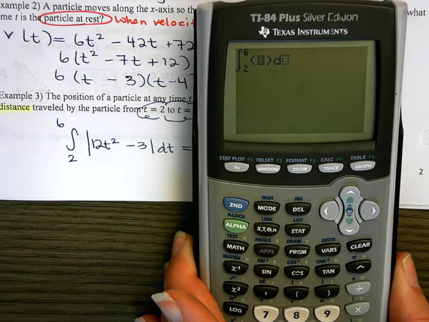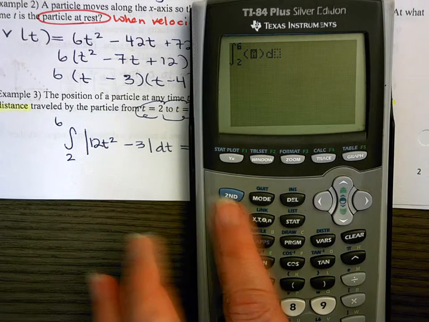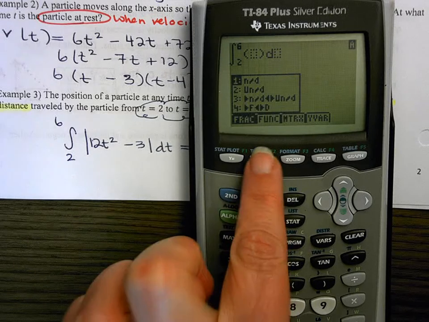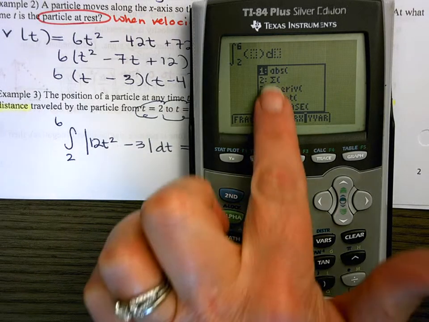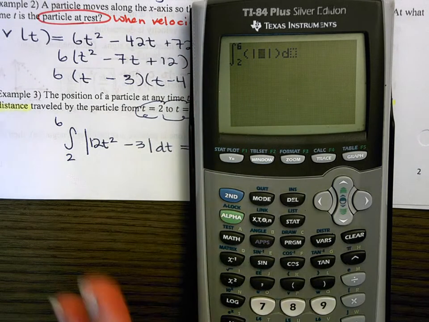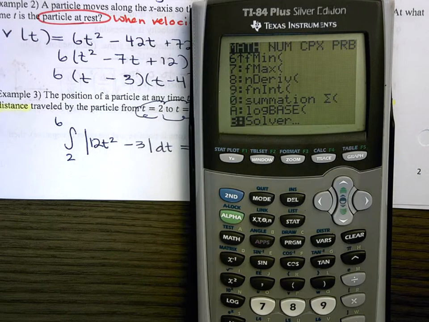The absolute value. So it's a pop-up. Which one is it? I don't always remember. Let's try alpha F2. Yes, alpha F2. So alpha F2 gives me my absolute value, so number 1. Or the other way you can do that, so let me just clear that out to show you another way.